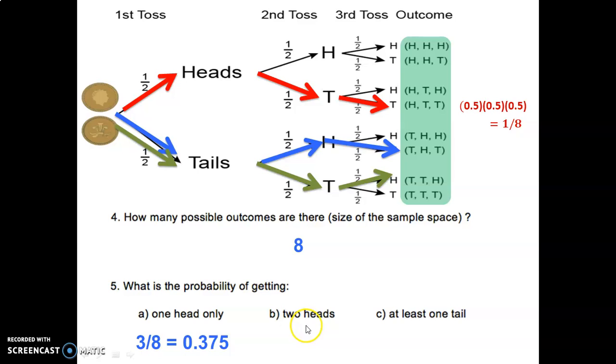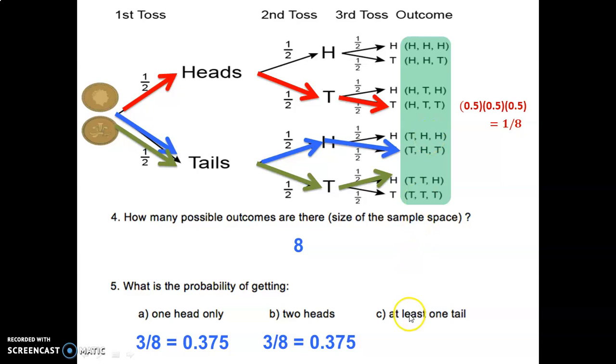Okay, back to 2 heads. Hopefully for that one you got 3/8 also. There are 3 paths here that have 2 heads in them. I see one here, and there must be another one. I missed it. One there, and one here.